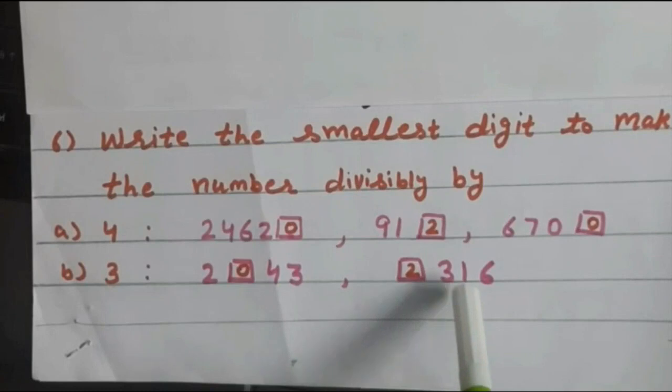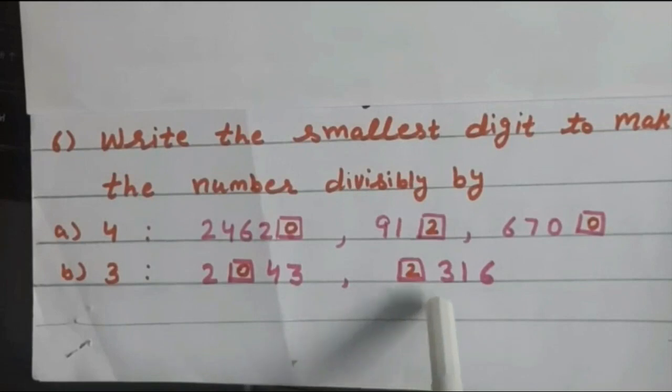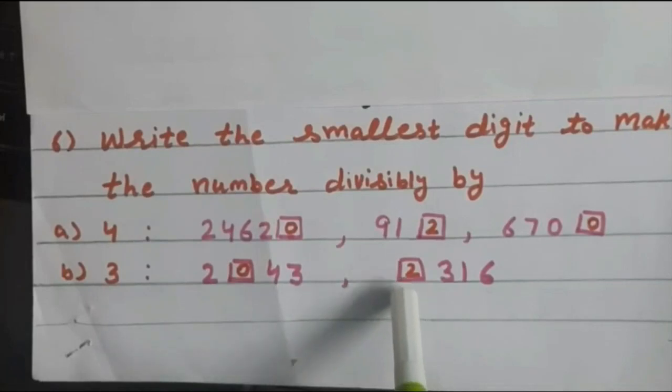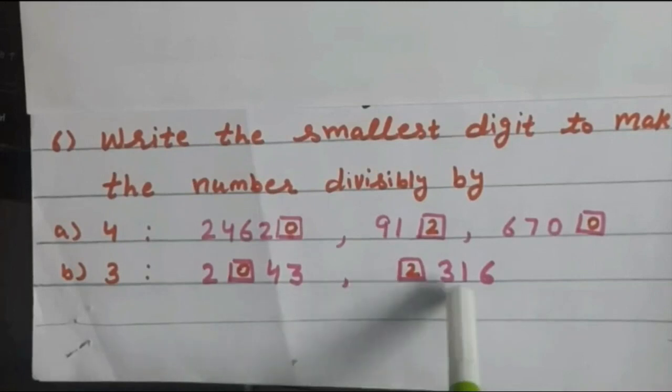Next, 3 1 6. 3 plus 1, 4. 4 plus 6, 10. Now, if we take 1 here, it will become 11. 11 is not divisible by 3, so we can't take it. Next, if we take 0, it will not divide either. 6 plus 1 plus 4 is 11, wait, 10. 10 plus 0, 10. Not divisible by 3. 1, it will become 11. 11 is not divisible by 3. Now 2. 10 plus 2, 12. Yes, 12 is divisible by 3. So we will take 2.